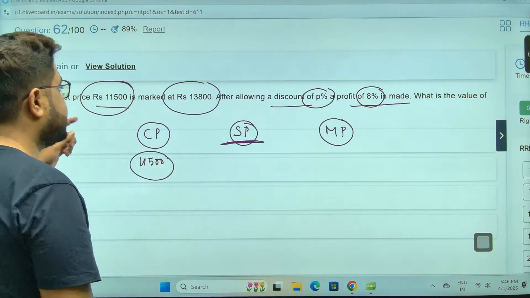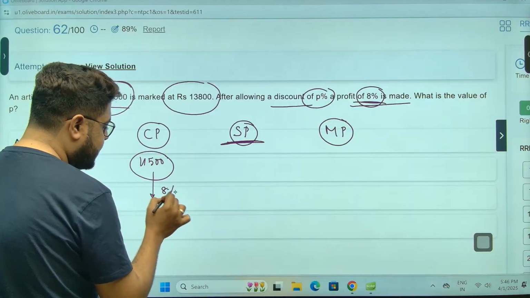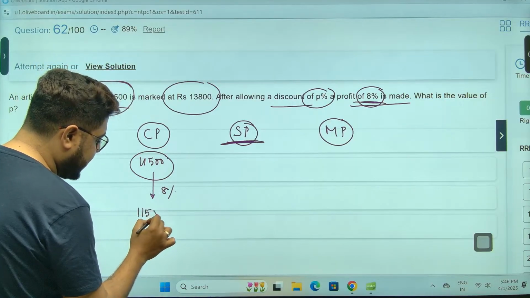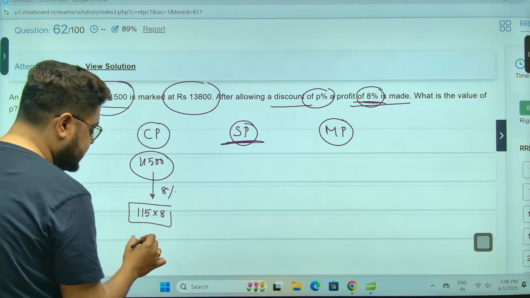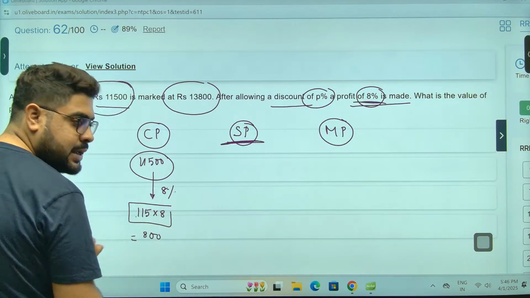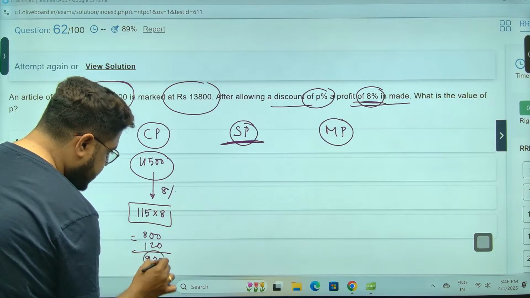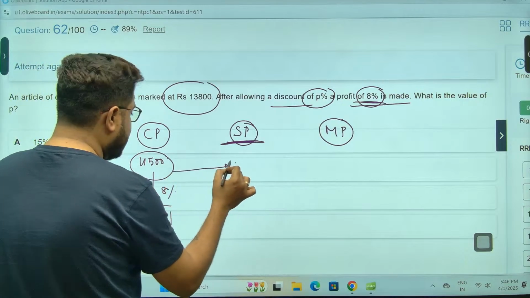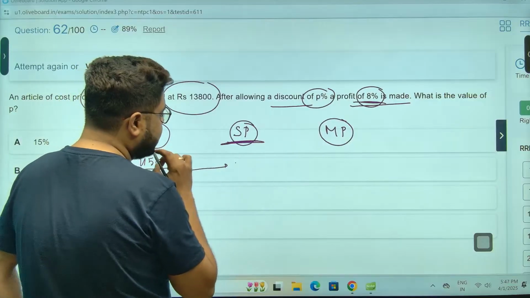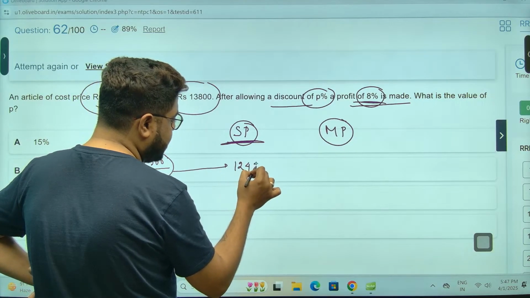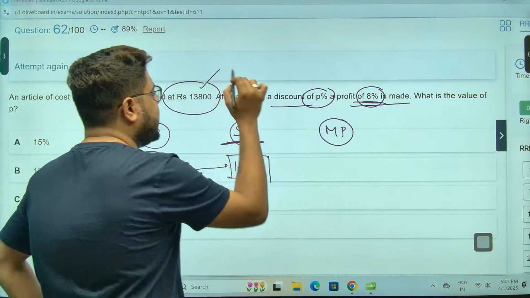I want 8% profit, sir. 8% profit means what? 115 times 8, the 0s will cancel. 100 into 8 is 800, and 15 into 8 is 120, right? That is 920 rupees. What will be SP then? 11,500 plus 1,000 is 12,500 minus 80, which means 12,420. This is your SP. Now, MP, I know, is 13,800.